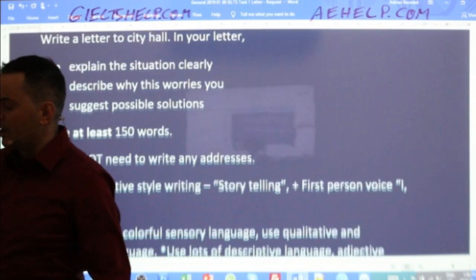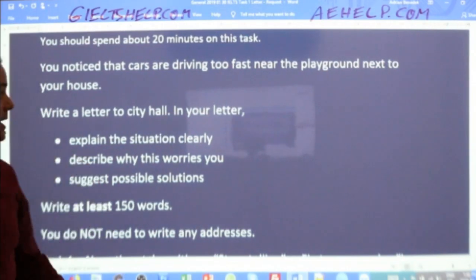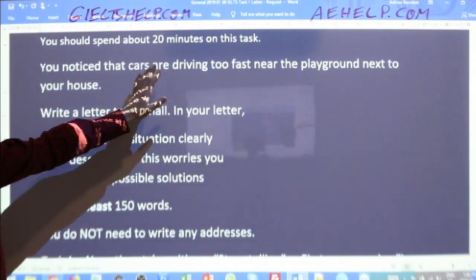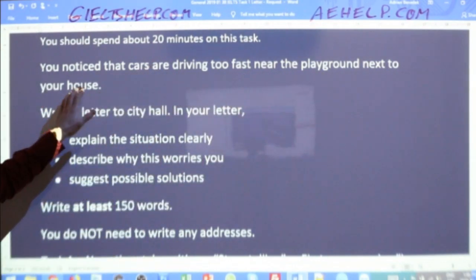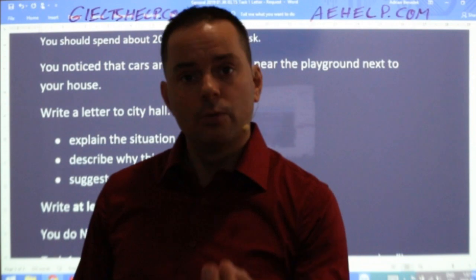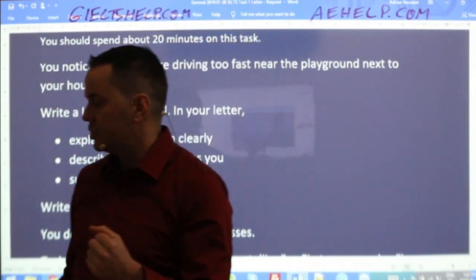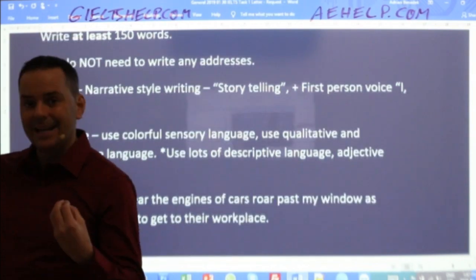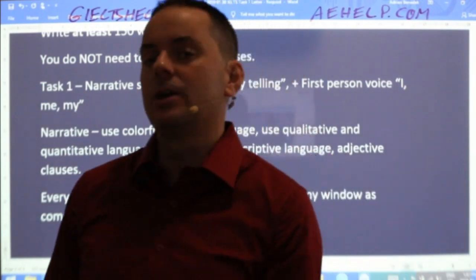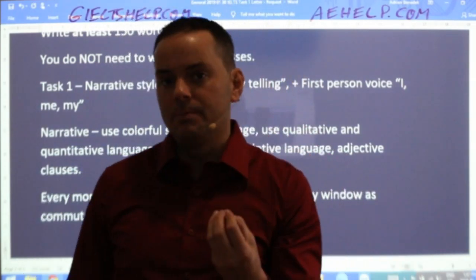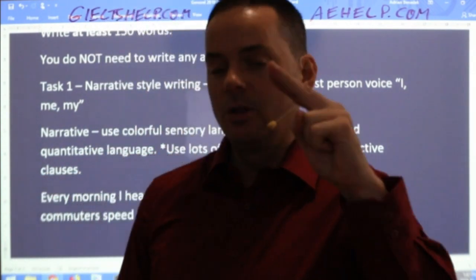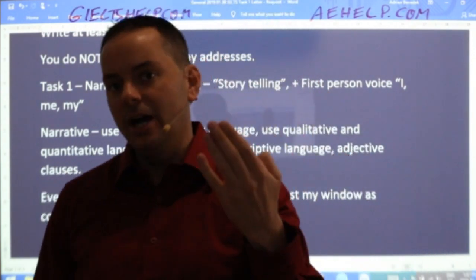Okay, so remember our task 1 question here is we're writing a letter to our city hall, our government, that people are driving too fast by the playground next to our house. Now I'm telling you that task 1 is narrative style writing where you're telling a story. A letter is one type of story. And one of the important techniques for good narrative writing, good storytelling, is using sensory language. Sensory language, to recapitulate, is sight or vision, smell, taste, they're closely associated, hearing, and touch.